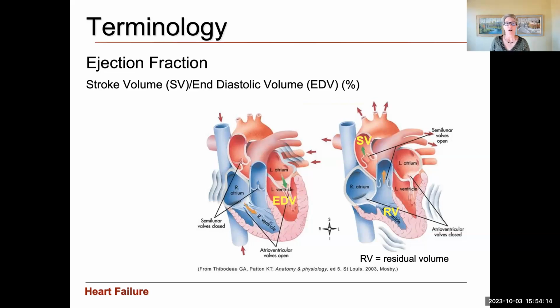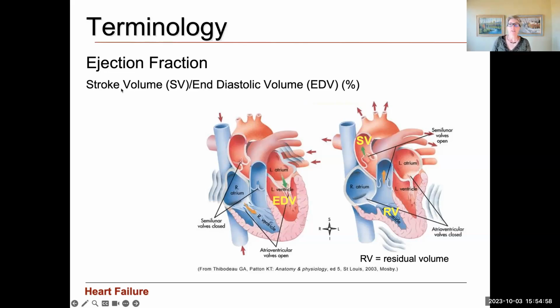So what we tend to do is talk about the ejection fraction. This concept is a little bit more complex, but once you get it, it's pretty easy to understand. When the heart relaxes and fills during diastole, at the end of diastole, there's a certain volume of blood in that ventricle. We call that volume of blood the end diastolic volume, abbreviated as EDV, okay? Now, the heart then contracts and pumps the blood forward, and that is our stroke volume, okay?